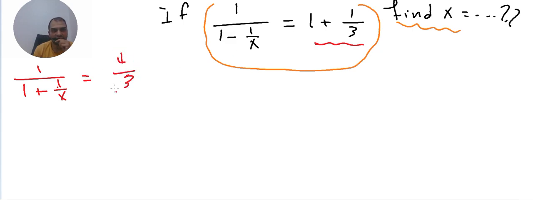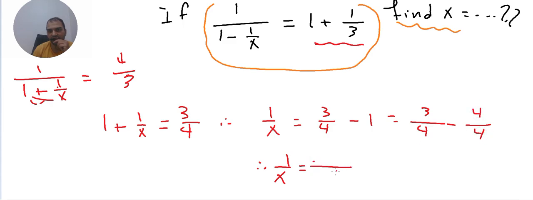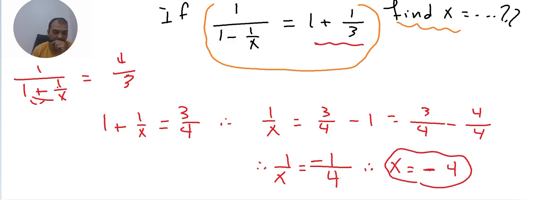You can write the reciprocal of the two terms here. Reciprocal, then we can write 1 plus 1 over x. The reciprocal of this number is 3 over 4, then 1 over x equals 3 over 4 subtract 1. Then 1 over x is equivalent to 3 over 4 subtract 1. 1 equals 4 over 4. Right, 3 over 4 subtract 4 over 4. You can write the same base here. 3 minus 4 is negative 1. The value of x equals the reciprocal of this number, the result will be negative 4.